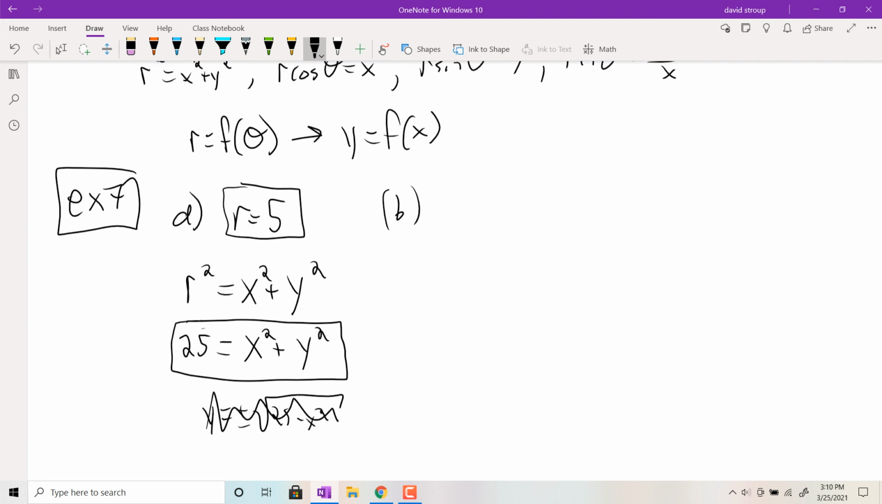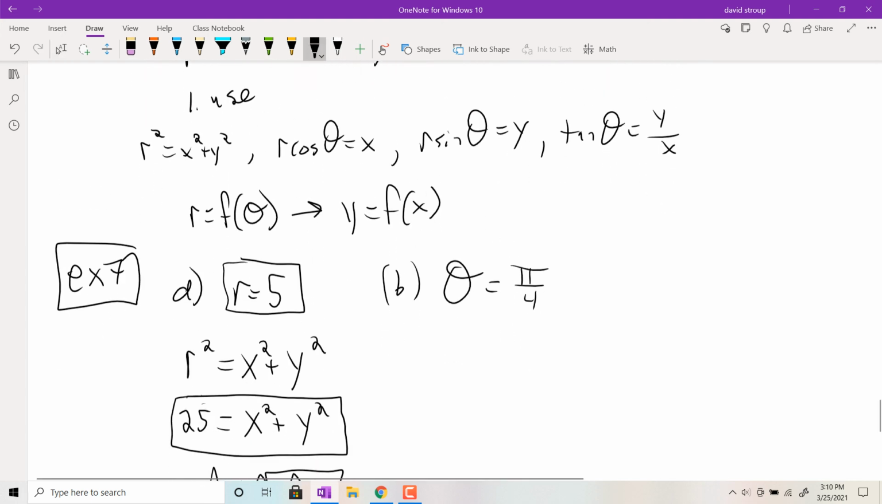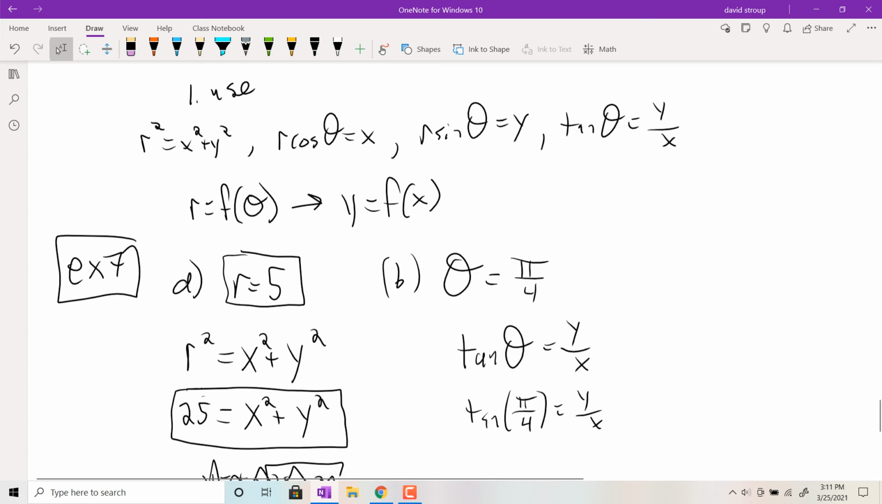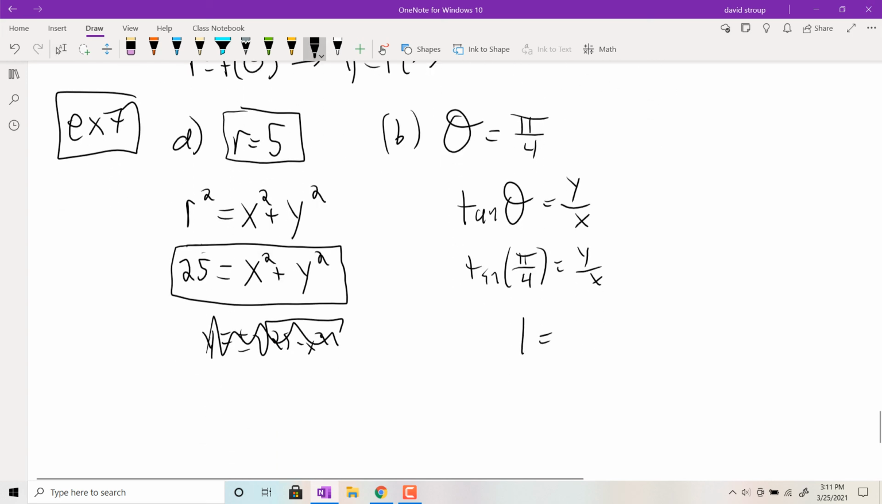Okay, so anyways, part B, let's look at the other version, right? If that was the vertical line version, what's the horizontal type version going to look like? So theta is pi over 4. I could take tan of theta and set that equal to y over x. In other words, plugging in pi over 4, I get tan of pi over 4 equals y over x. And then I know tan of pi over 4 is 1, so 1 equals y over x. Then you can multiply both sides by x and flip sides. Lo and behold, you have the diagonal through the origin.